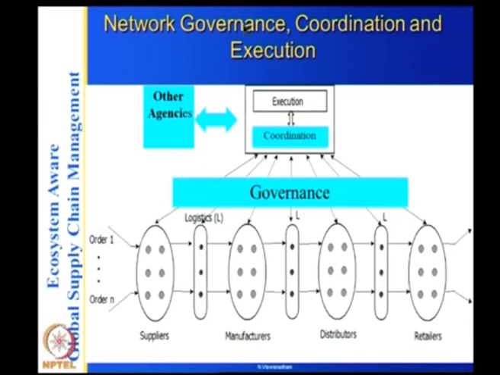So as far as the coordination is concerned, it could be the same supply chain planning as earlier, but execution involves more than the supply chain because you are doing the execution of both the forward as well as the reverse supply chains. So the network governance becomes more complex in the case of the green supply chains.